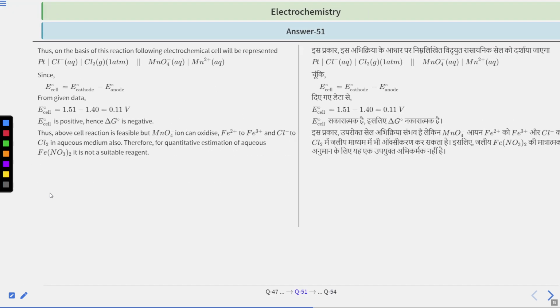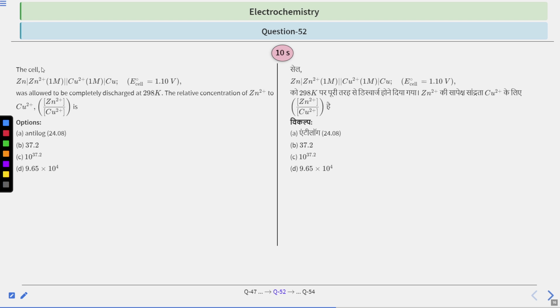Okay. Let's move to the next question, question number 52. The cell Zn | Zn²⁺ (1 molar) || Cu²⁺ (1 molar) | Cu. E° of cell for this is 1.1 volt. The cell was allowed to be completely discharged at 298 Kelvin. The relative concentration of Zn²⁺ to Cu²⁺ will be: options are antilog 24.08, 10 to the power 37.2, or 9.65 times 10 to the power 4. You have 10 seconds to solve this question. After that, we will see the correct answer.